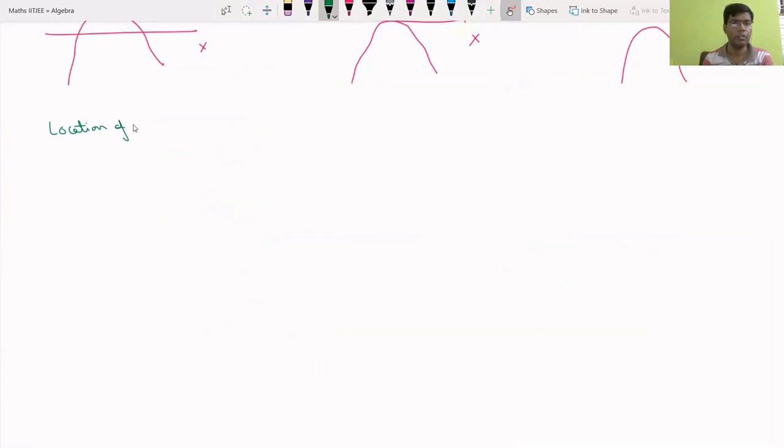Location of roots. So sometimes we want the roots of a given quadratic equation. Say suppose we have ax square plus bx plus c is equal to 0 as a quadratic equation.